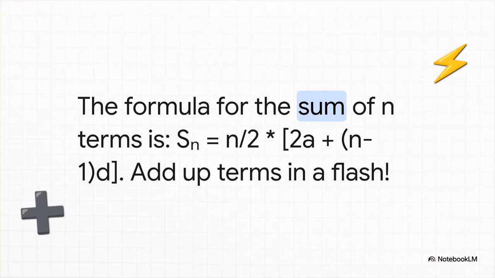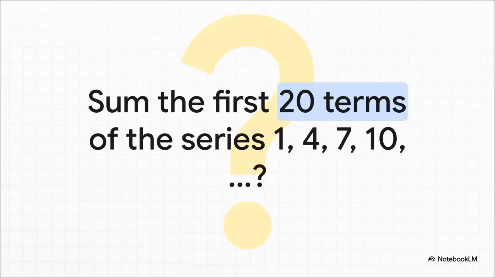Check this out. This formula is our secret weapon for adding things up. The S just stands for sum. So S sub n means the sum of n numbers. It looks a little complicated, but it's basically a magic trick that lets you add up an entire sequence all at once, without having to do it one by one by one. It's a lifesaver.